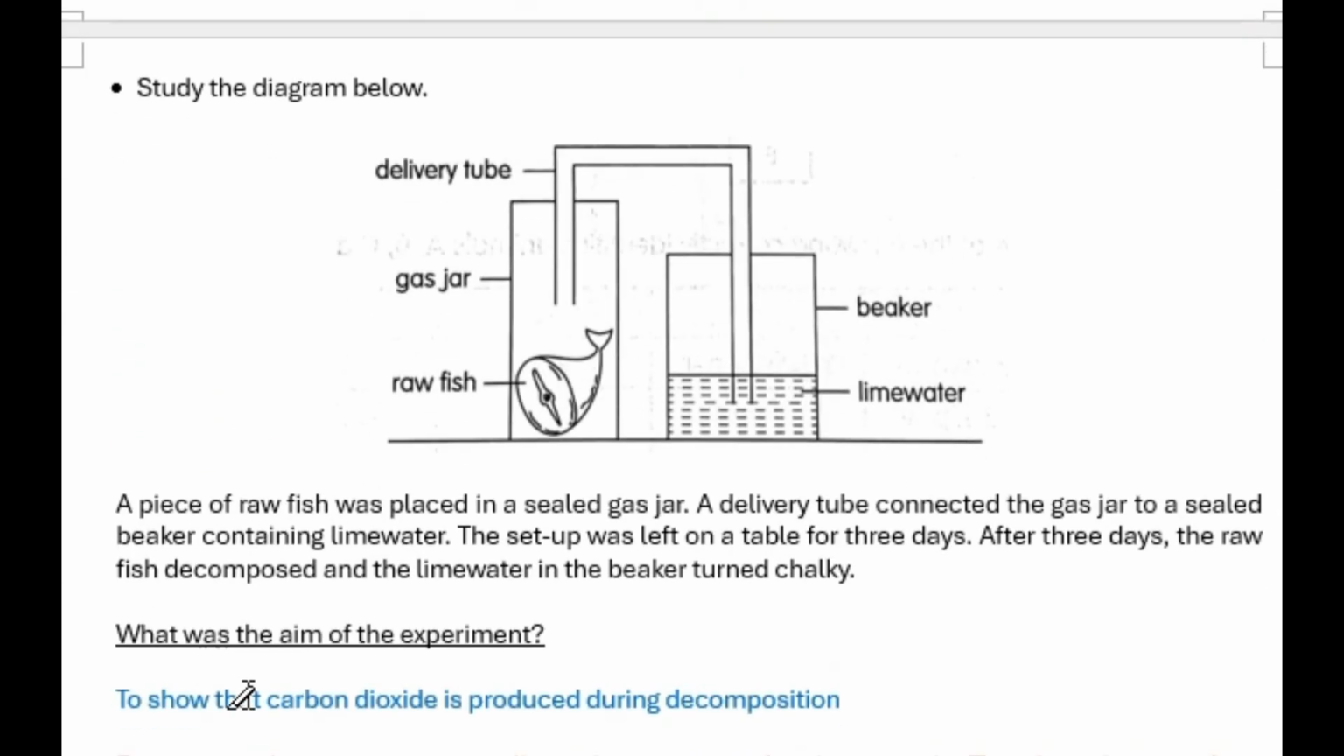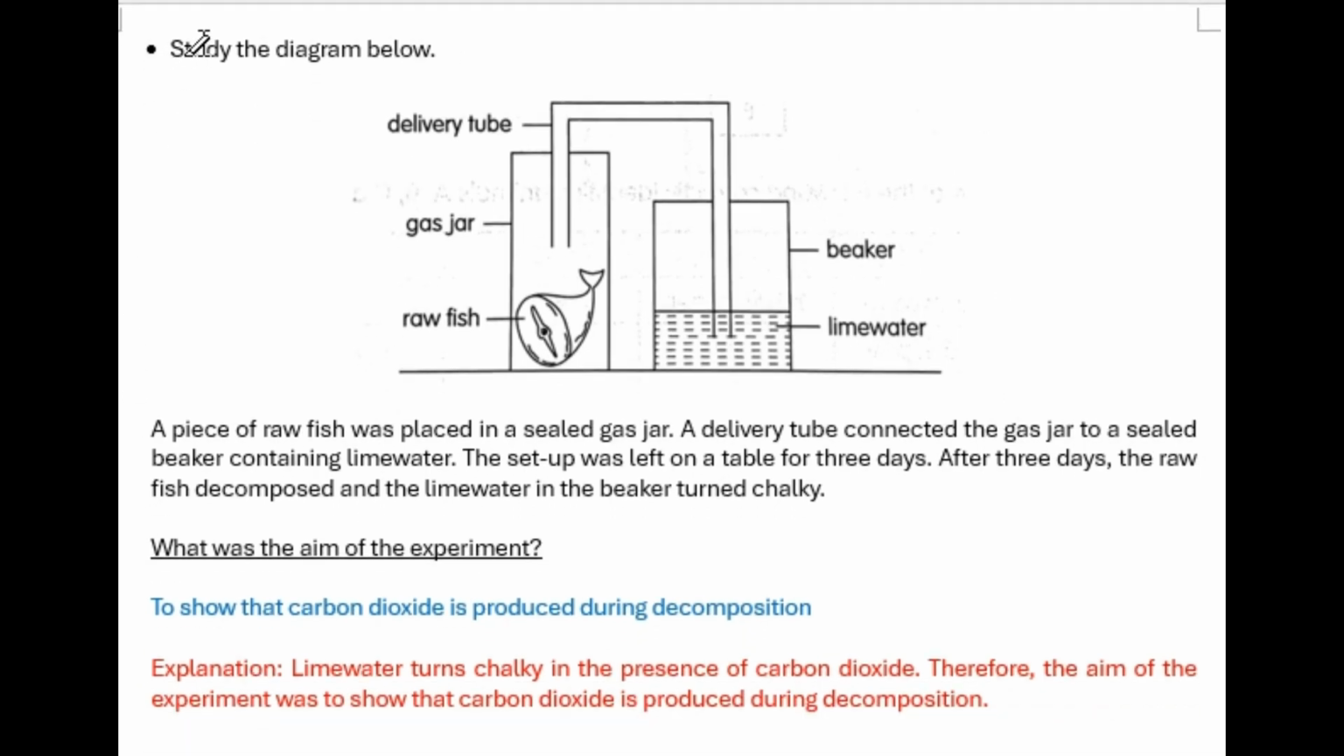Study the diagram below. A piece of raw fish was placed in a sealed gas jar. A delivery tube connected the gas jar to a sealed beaker containing lime water. The setup was left on a table for 3 days. After 3 days, the raw fish decomposed and the lime water in the beaker turned chalky.